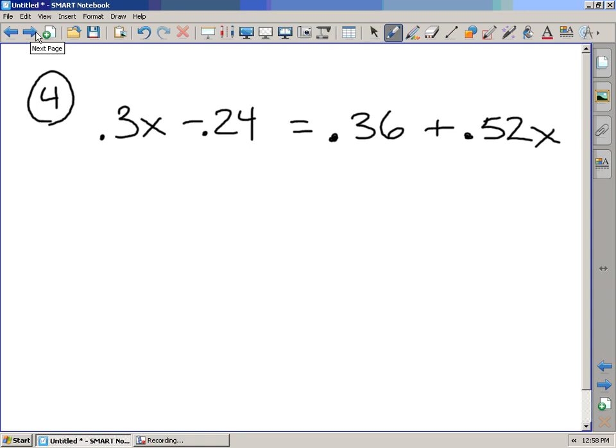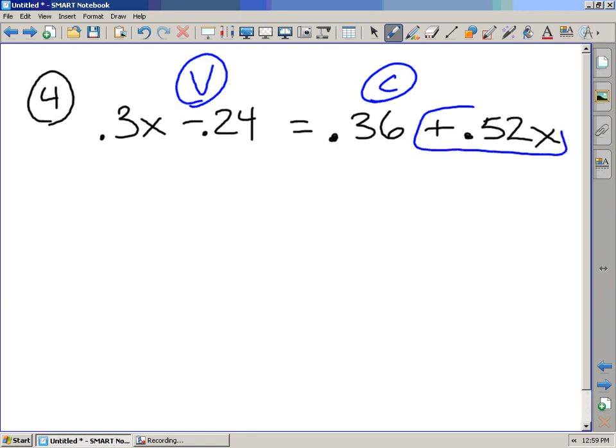Number 4. First, you look for like terms on the left side. There aren't any. Look for like terms on the right side. There are not any. So we're going to move the variables to one side, and we're going to move the constants to the other. So I'm going to move the constants to the right side and the variables to the left side.